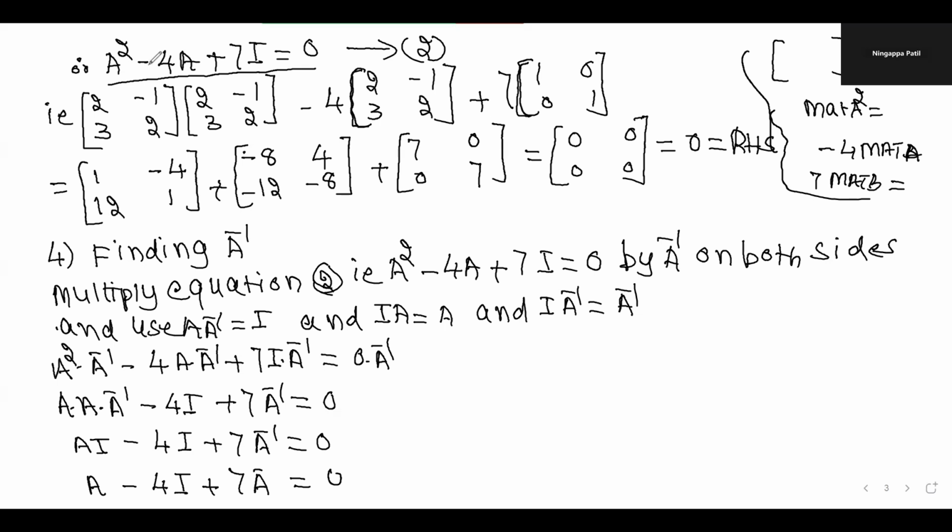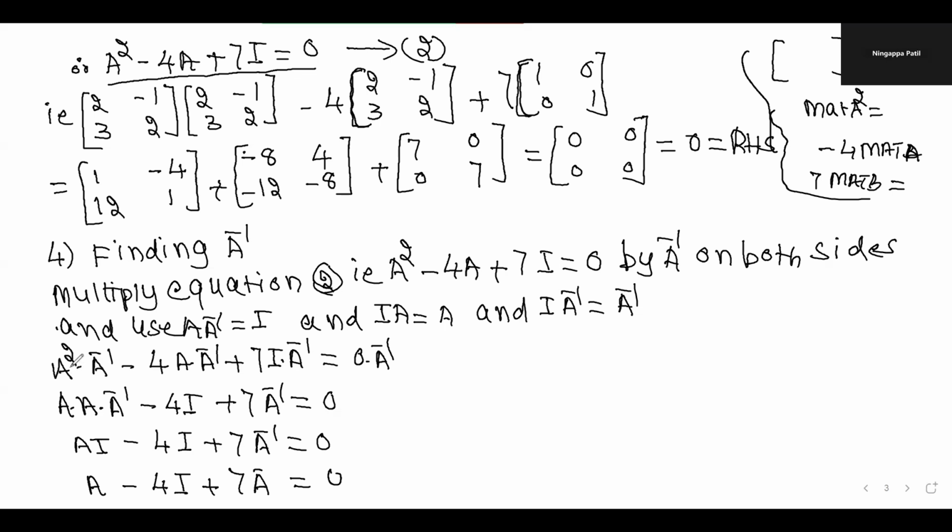You multiply this by A inverse. Multiply equation 2, that is A square minus 4A plus 7I, by A inverse on both sides. And also use A into A inverse equal to I, and I into A equal to A, and I into A inverse equal to A inverse. These are all identities which you have studied in PUC. Look here. A square into A inverse, minus 4A into A inverse, 7I into A inverse equal to 0 into A inverse.